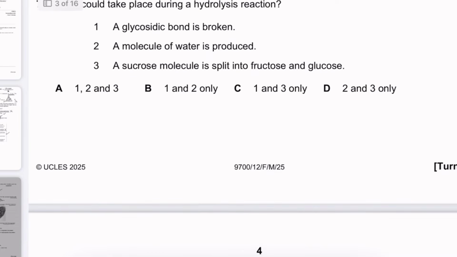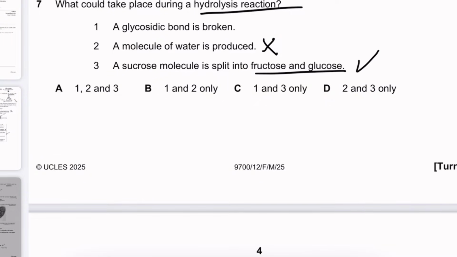What could take place during a hydrolysis reaction? A glycosidic bond is broken, a molecule of water is produced, a sucrose molecule is split into a fructose and glucose. So this is an example of hydrolysis. Hydrolysis is just the breakdown of something with the use of water. So you're using water to lyse things. So a molecule of water is produced? No, this is what happens in condensation.